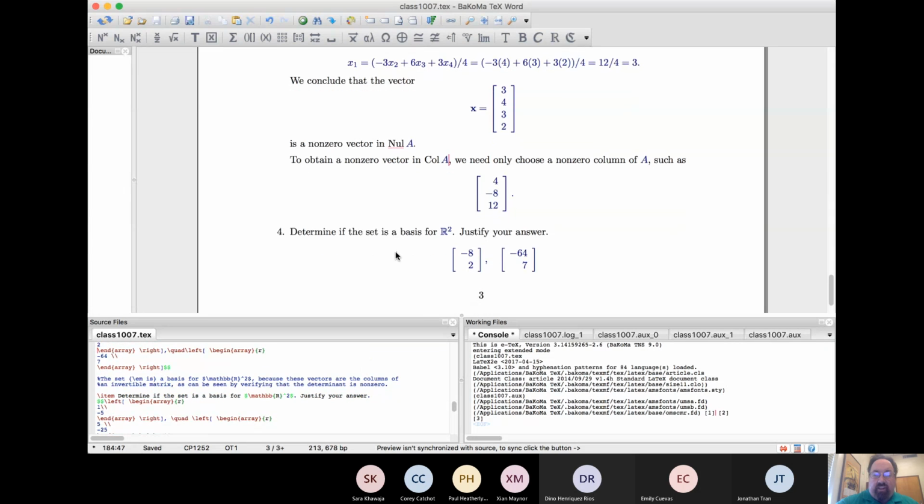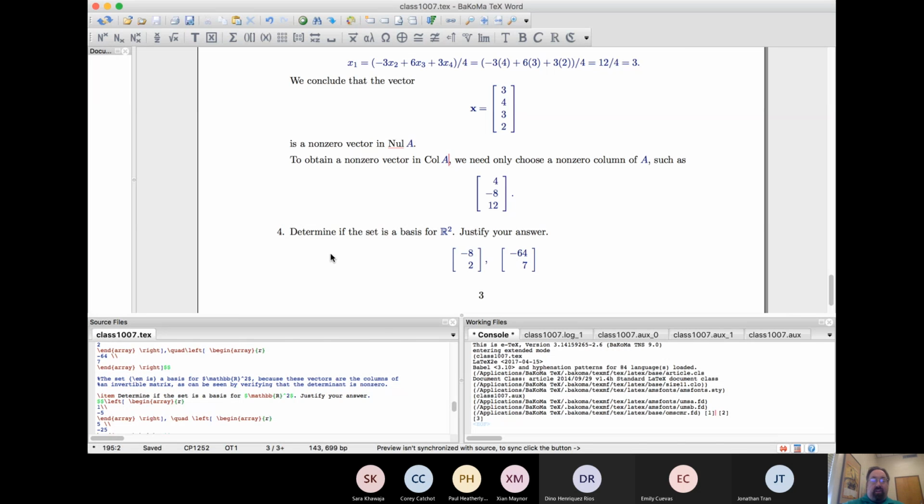Now, there's different ways of telling, especially when you have 2 vectors. As long as the vectors are not parallel to one another, then they're linearly independent, and therefore they also span the space. These 2 vectors are not parallel. Also, if you put them as columns of a matrix, you can confirm that the matrix is invertible.